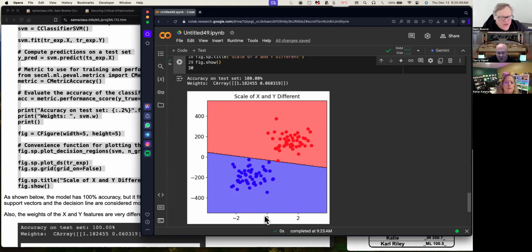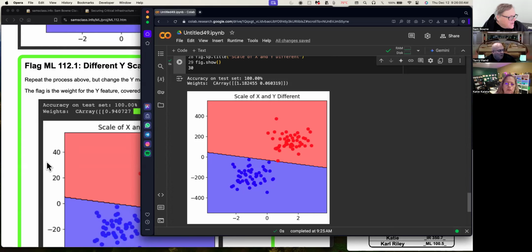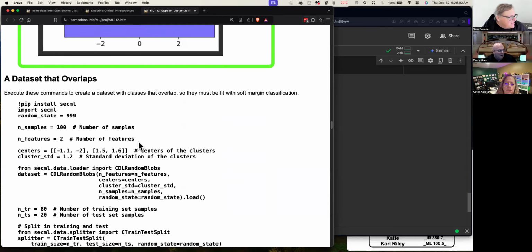So the human has to apply the intelligence to normalize the data so the number actually reflects the importance of that measure, which is a human judgment. It's not in the model. And so you can change the Y magnification.